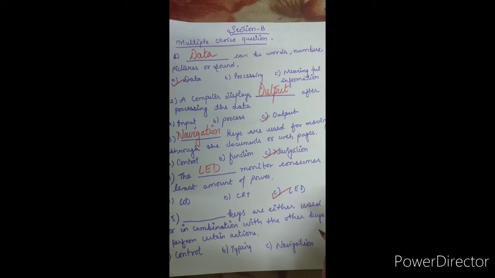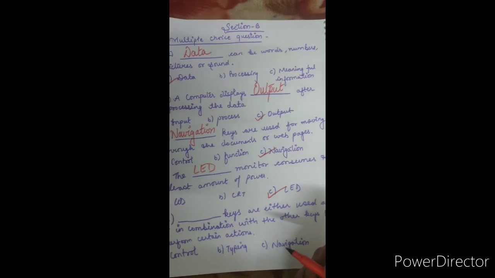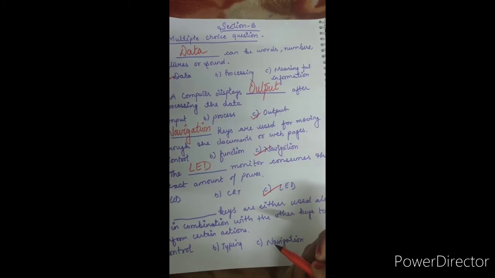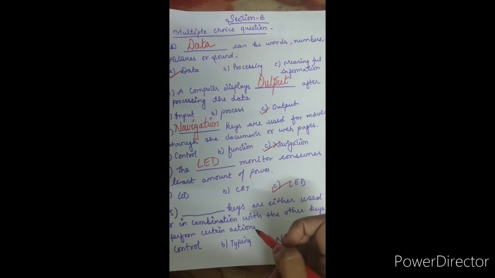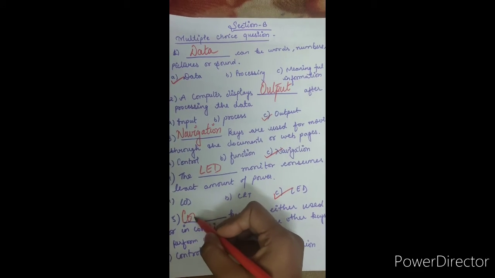The fourth one is: dash keys are either used alone or in combination with the other keys to perform certain actions. So control keys are either used alone or in combination with the other keys to perform certain actions. So option 1 is true. Control.